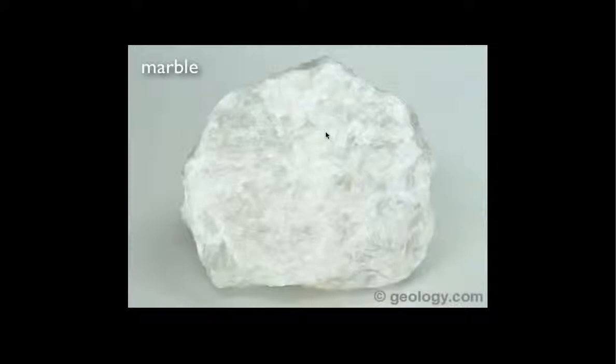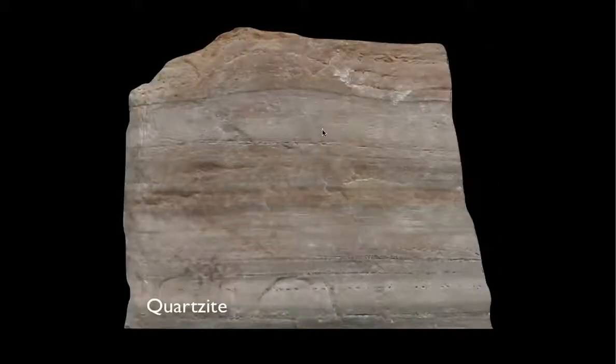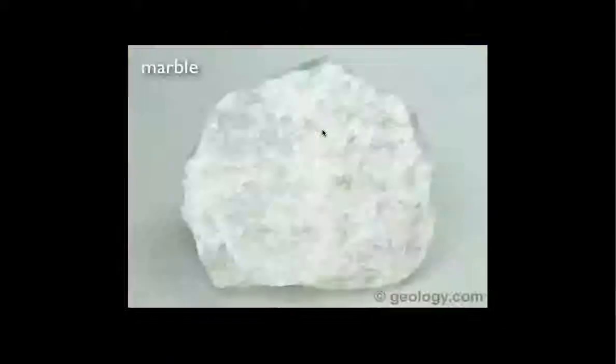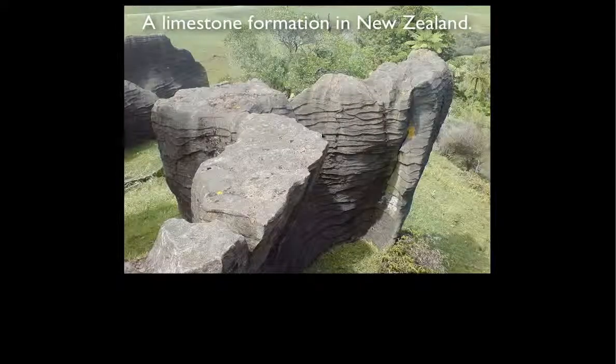If you put a drop of acid on marble, it will still bubble or effervesce. Also, because marble is made of calcium carbonate, its hardness is not much more than 3. Quartzite has a hardness of about 7, being as it's made of quartz. Two ways to tell them apart.